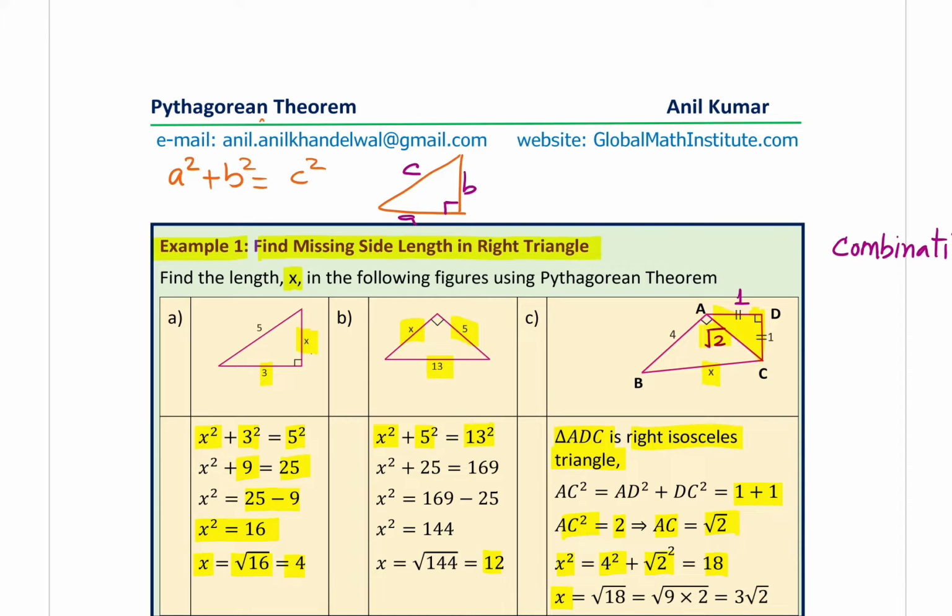Now when you get to square root of 18, the exact answer, in radicals, we can write 18 as 9 times 2. And square root of 9 is 3. So we write 3 outside and 2 inside the radical sign. So we get the side length as 3 square root 2. Perfect. So that is how you're going to solve it.